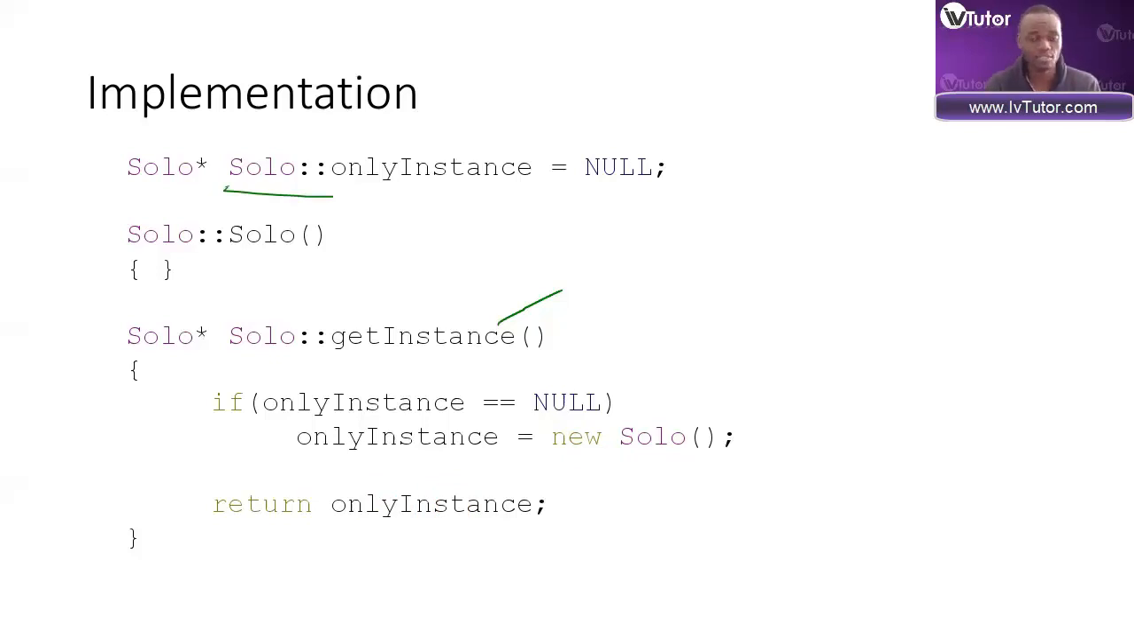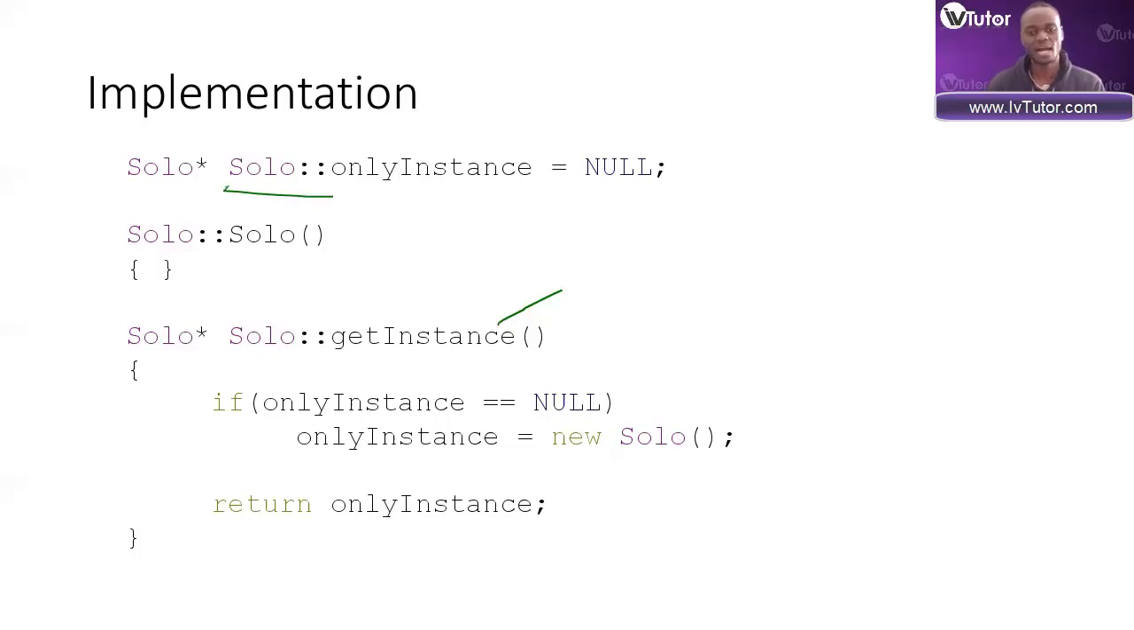Has the instance been initialized yet? No. Okay, let's initialize it with a new instance. Otherwise, this will skip and we return it. So when it comes to implementing your singleton, there isn't much. Declare a static variable, implement your function, and that's all.